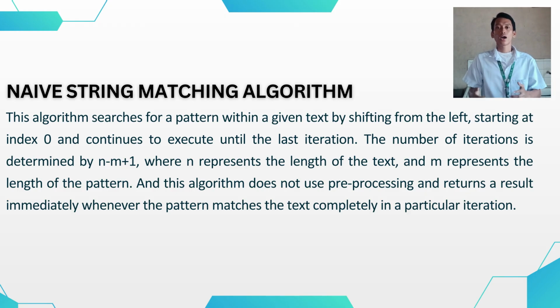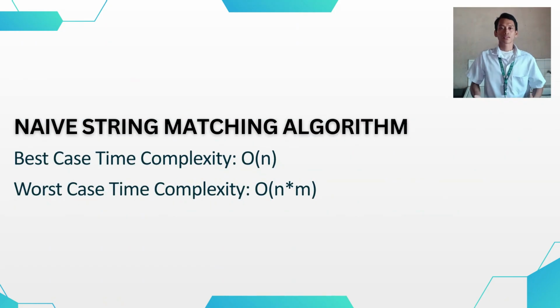It has a best case time complexity of O of n, where this algorithm is fast when there is a mismatch immediately at the very first position of the pattern in every shift, or the pattern has only a length of 1.